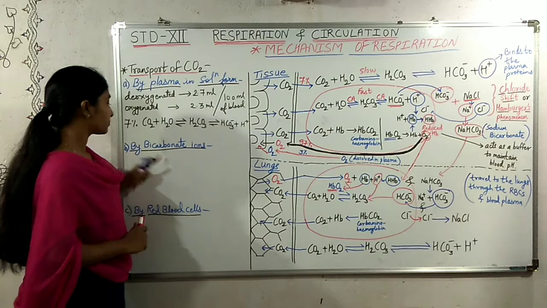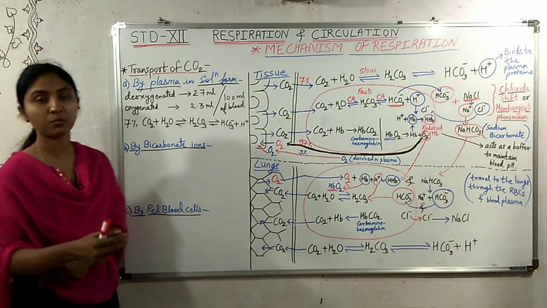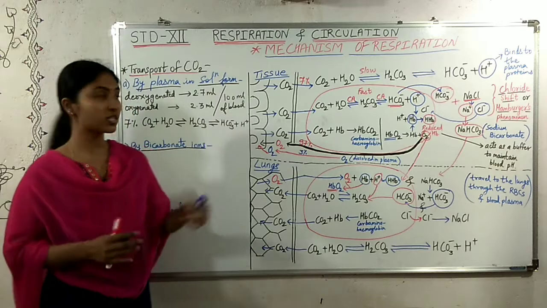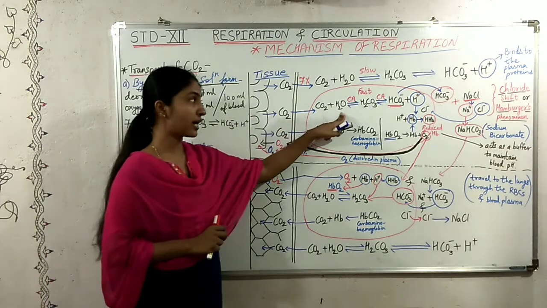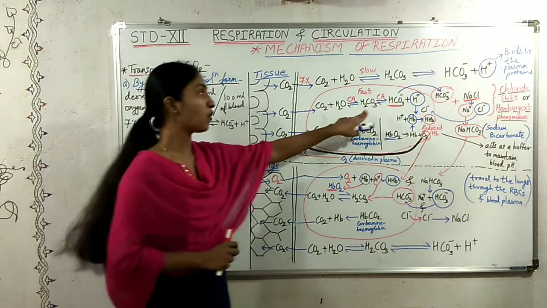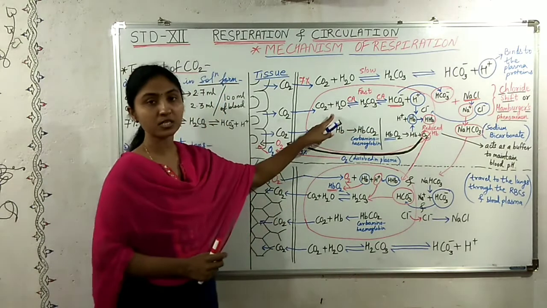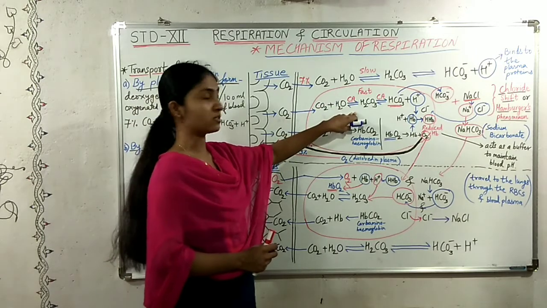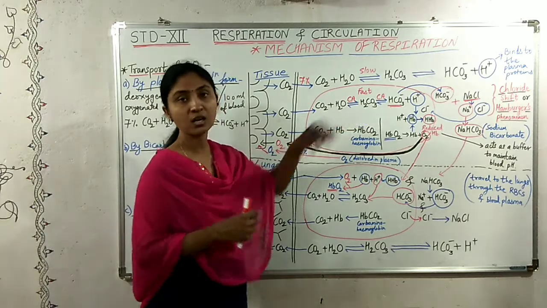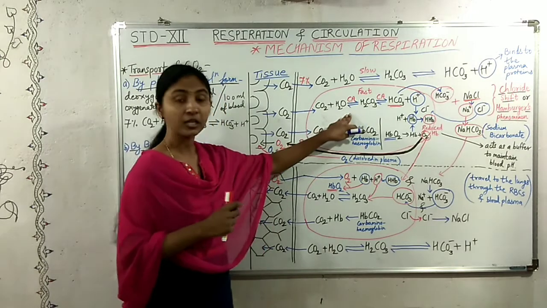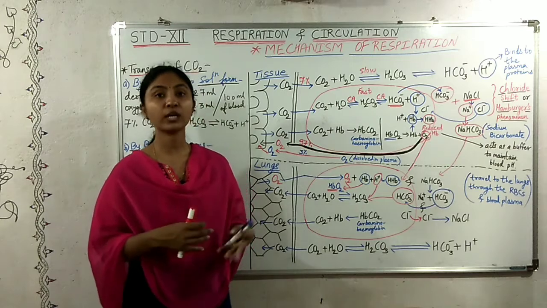The next is transport in the form of bicarbonate ions. The carbon dioxide which is given out by the tissues combines with water to form carbonic acid. Now in the blood cells, in the RBCs, the same reaction occurs as in the blood plasma. But here in the RBCs, this reaction occurs very rapidly, very quickly.